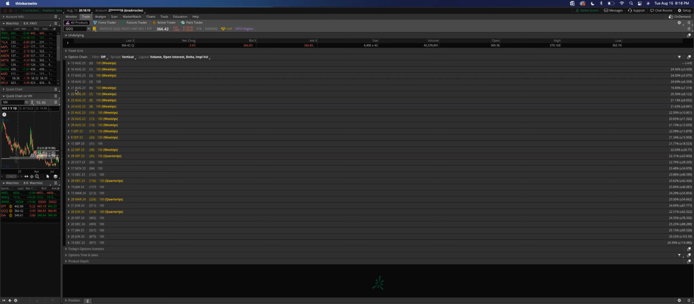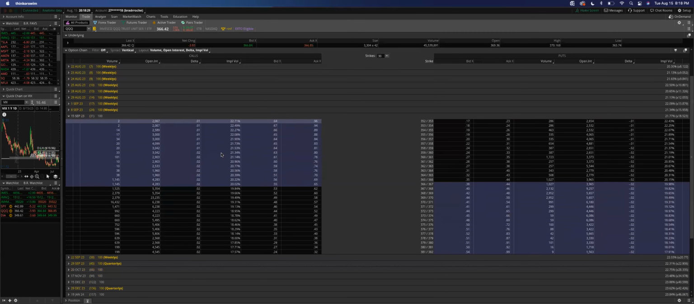Number one, they need to be liquid, and we're going to get into all these pieces. So let's just take a look at the options chain. Let's say we wanted to look at the S&P 500 or QQQ for that matter. How are we going to pick an options contract? Let's say we're bearish on it.